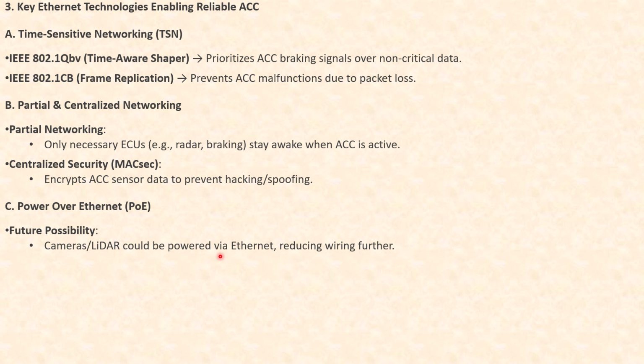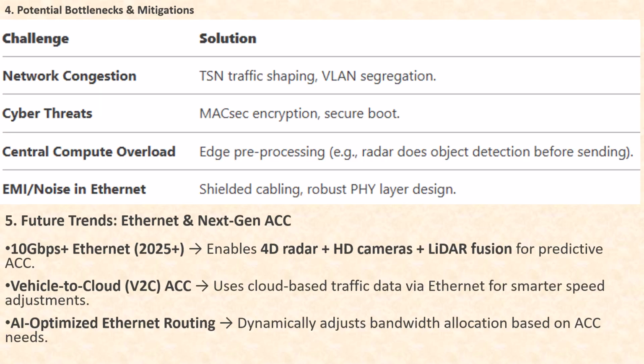Now there is a separate power source and there is a separate communication protocol wiring. If both of them can be clubbed together, it reduces the wiring further and also it reduces the complexity. Okay. Now what are the potential bottlenecks and mitigations? Potential bottlenecks is network congestion: TSN traffic shaping, VLAN segregation. Okay, so this is the solution for network congestion.